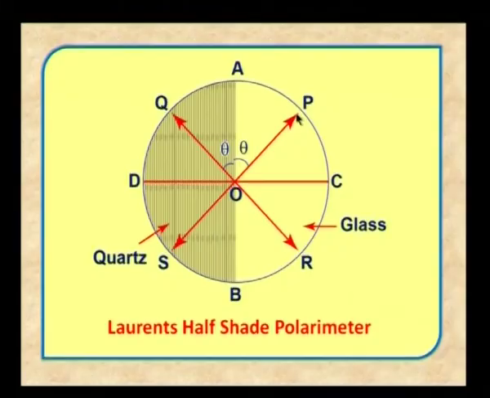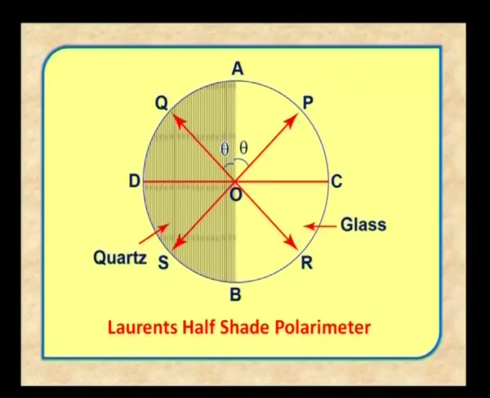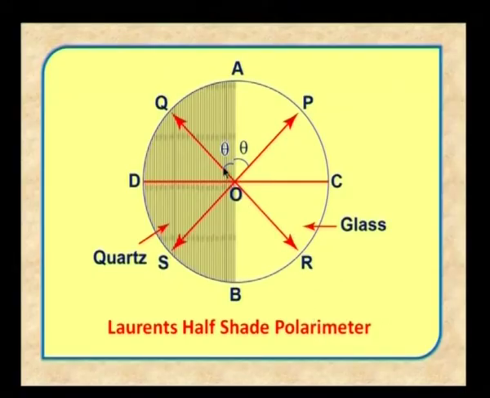The point I want to make is the light ray which is passing through glass will have its plane of polarization along OP. Whereas, the plane of polarization of light which is coming out of quartz after passing through the half wave plate will be in the direction OQ. So, what a half shade plate or a Lorentz half shade polarimeter does is it leads to an angle 2 theta, theta plus theta, that is a rotation through 2 theta, right. The angular separation between OP and OQ.